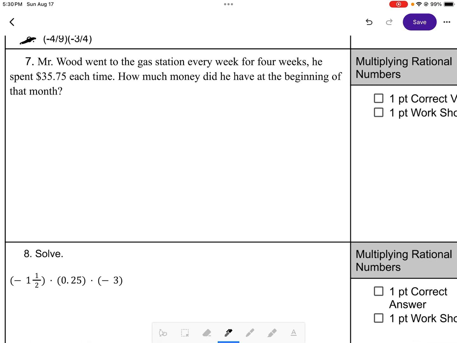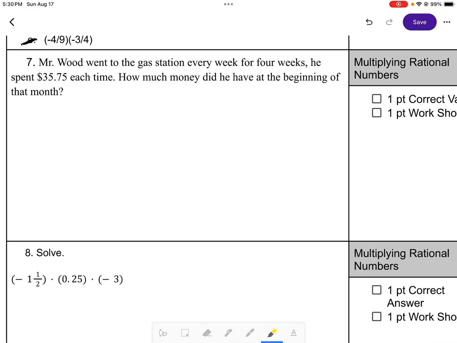Moving down to number 7, Mr. Woods went to the gas station every week for 4 weeks. He spent $35.75 each time. How much money did he have at the beginning of the month? Okay, so I went for 4 weeks, and I spent $35.75 every time. I'm going to multiply that by 4, since I spent that each week.